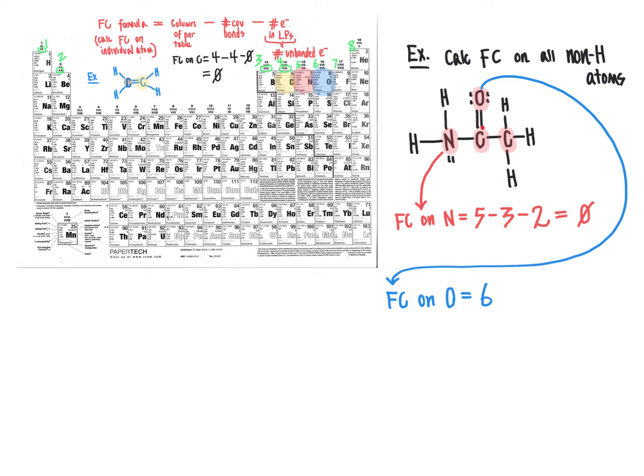Number of covalent bonds coming from oxygen. Remember that if we have a double bond, it counts twice. If we had a triple bond there, we count 3 times. So 1, 2 covalent bonds. So I'm going to fill in 6 for the column of the periodic table minus 2 covalent bonds minus number of electrons in lone pairs. We have 1, 2, 3, 4 electrons in lone pairs. So I'm going to fill in minus 4 there. So the formal charge on the oxygen atom, that is an O there for oxygen, not a 0. So the formal charge on the oxygen is equal to 6 minus 2 minus 4. Adding that up gives us a formal charge of 0.